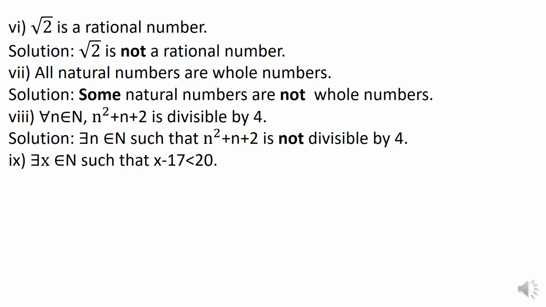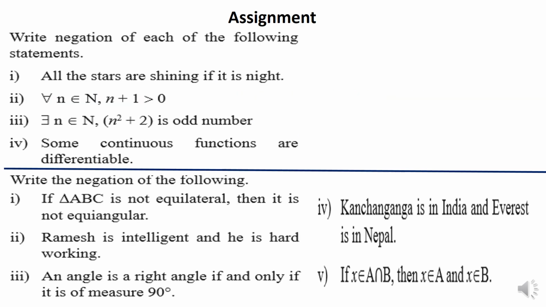Next one, there exists x belongs to N such that x minus 17 is less than 20. Just form the negation in your mind and then check your answer if it is correct or not. Did the answer come out to be this? If so, then you understood the concept thoroughly. Next, assignment for you. These are different questions which have been taken from both the textbooks. You can practice both the groups of questions and get the concept thorough in the mind.